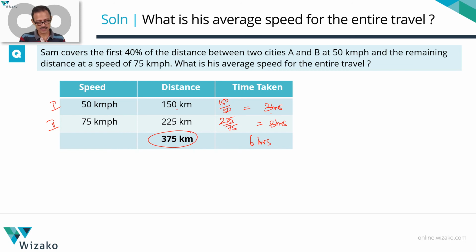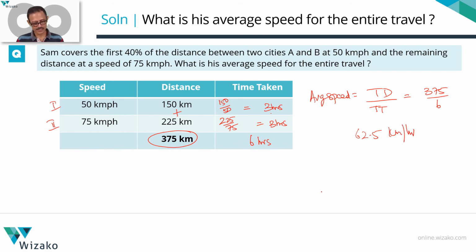Total distance is the sum of these two values, which is equal to 375. So average speed, the formula is equal to total distance divided by total time taken. Total distance is 375. Total time taken is equal to 6 hours. 360 by 6 is 60. That leaves us with another 15. 15 by 6 is 2.5. So the average speed is equal to 62.5 kilometers per hour.